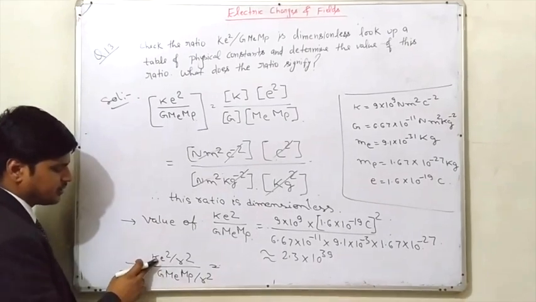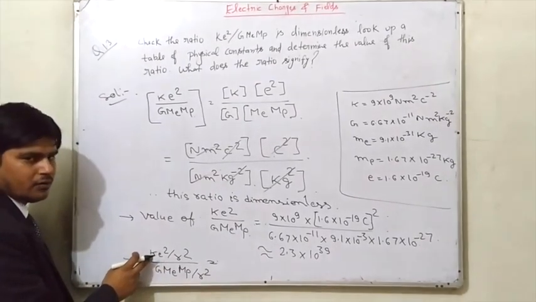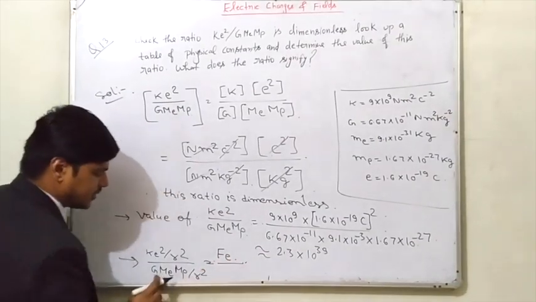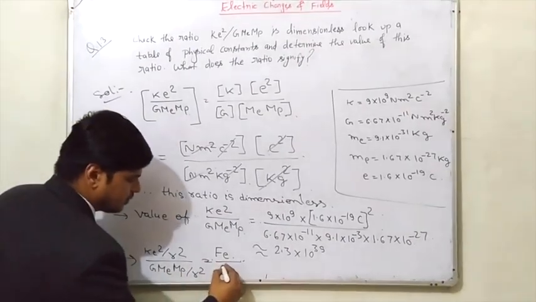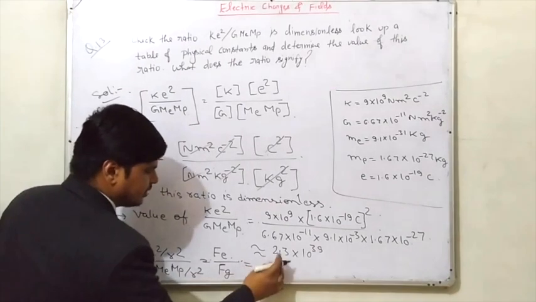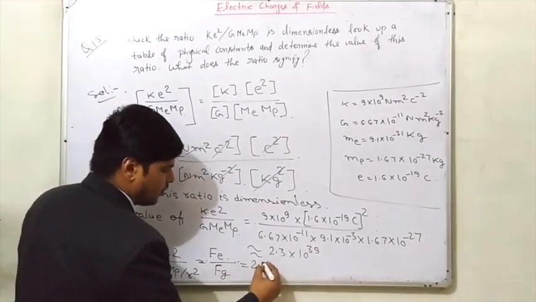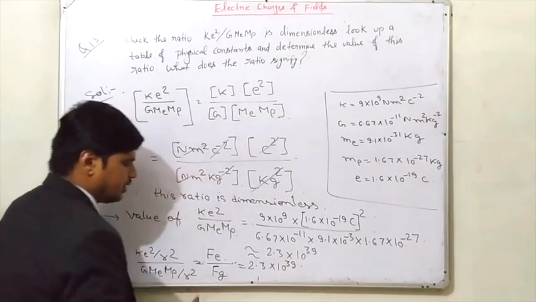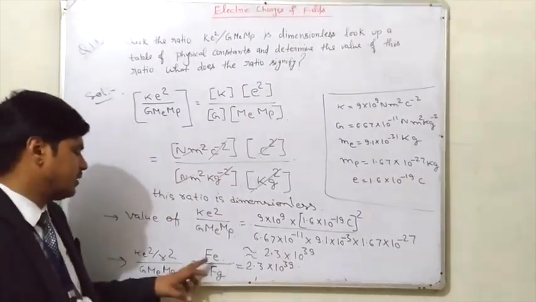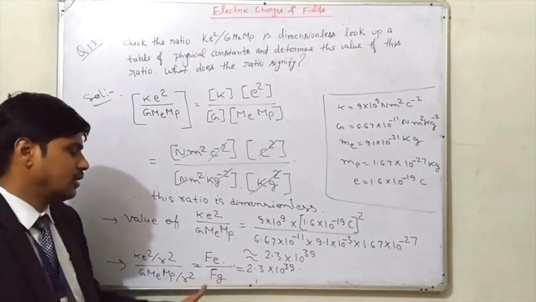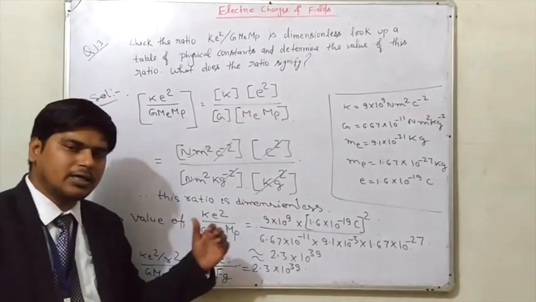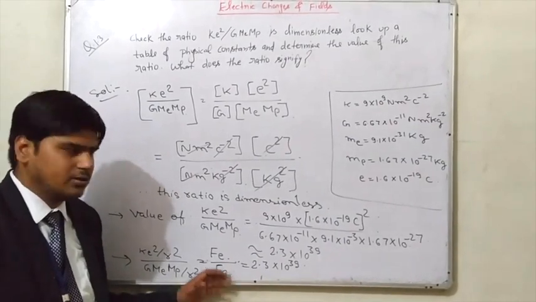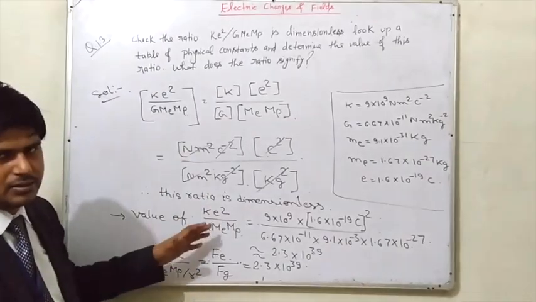Here, this is the formula for what? This is the electrostatic force, this is the gravitational force, and we get this constant 2.3 into 10 to the power 39. Okay students, then we can say that the electrostatic force is approximately 10 to the power 39 times greater than the gravitational force. Okay, you got it, all the parts.